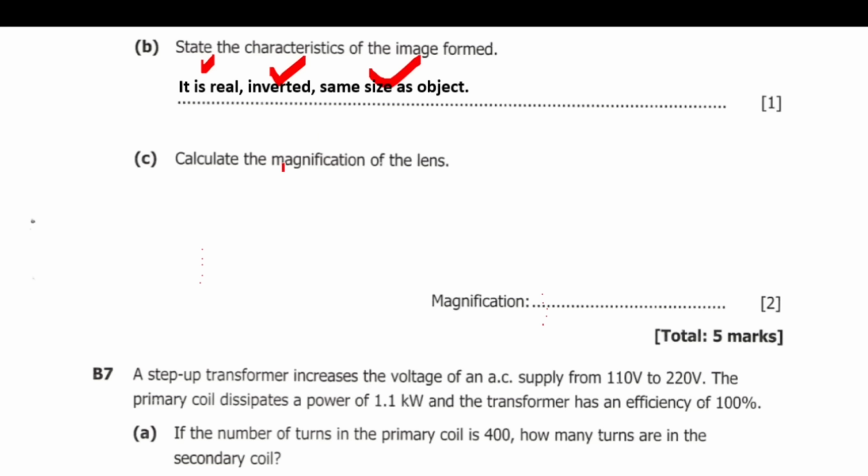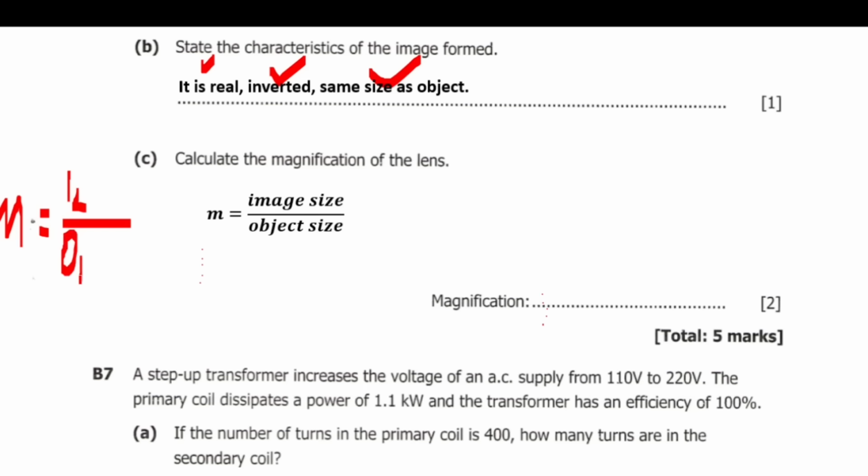Or this one, fine. Then C, they're saying, calculate the magnification of the lens. So magnification is given by this formula: image size divided by object size. Or there's another one which says magnification is equal to the distance of the image from the lens divided by the distance of the object from the lens. However, we are using this one.